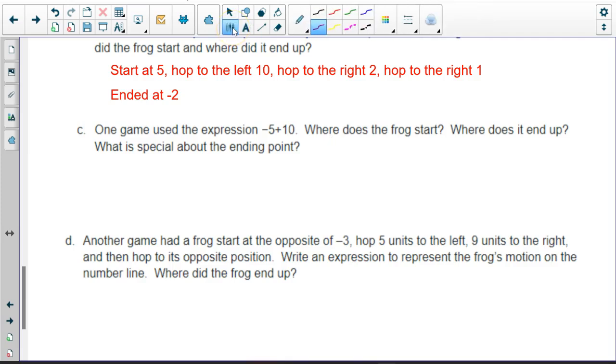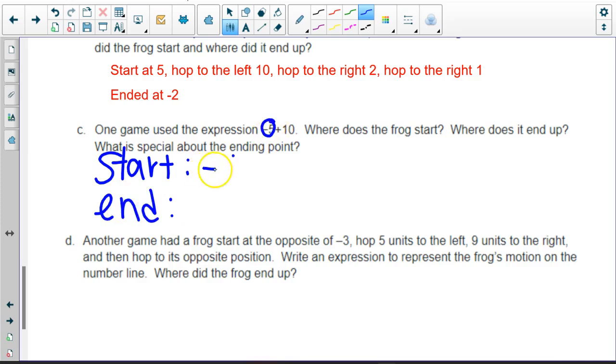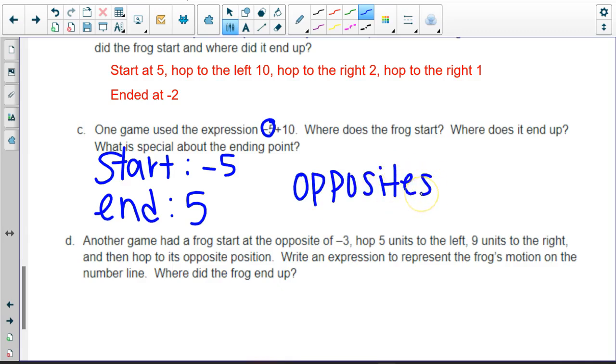Okay, so where do we start? And where do we end? Our first number is always our starting point, so our -5. And then if we move to the right 10, where do we end? We land on +5. So when I'm looking at these two numbers, I have a -5 and a +5. And hopefully you can see, well, those are opposites. That's what makes them so special.